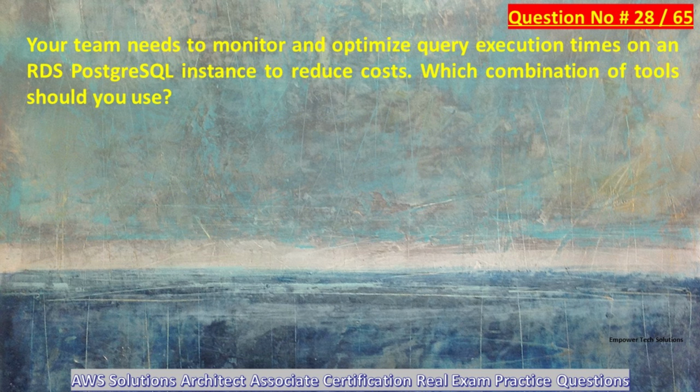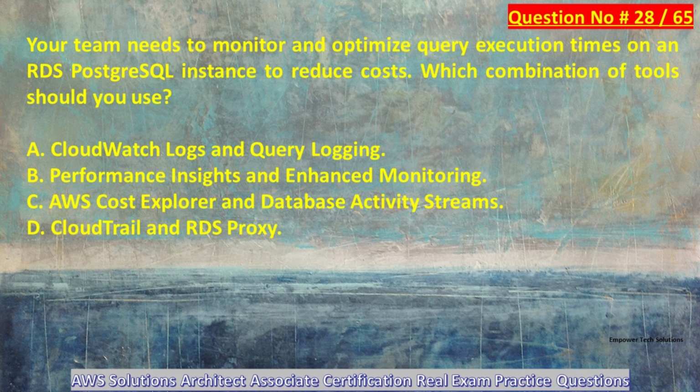Your team needs to monitor and optimize query execution times on an RDS PostgreSQL instance to reduce costs. Which combination of tools should you use? A. CloudWatch logs and query logging. B. Performance insights and enhanced monitoring. C. AWS Cost Explorer and database activity streams. D. CloudTrail and RDS proxy.